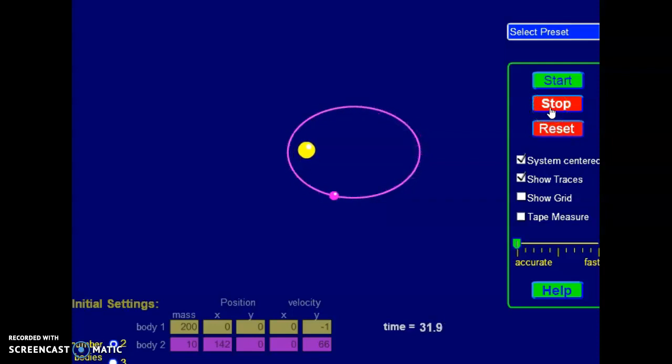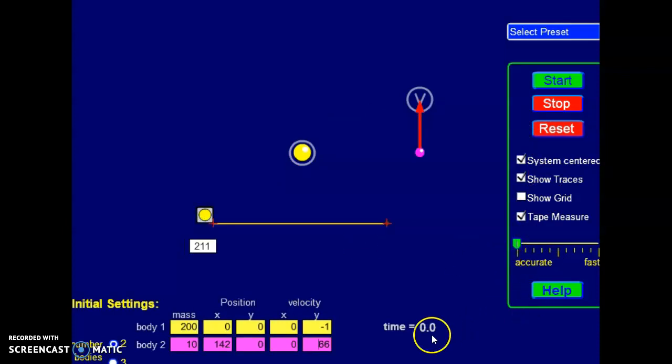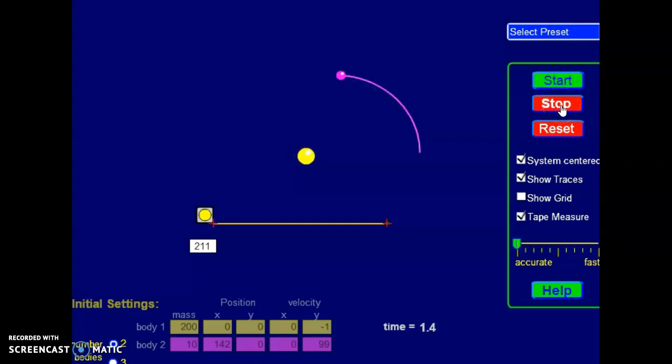I'm going to stop this one here. I will reset this, and I'm going to take the tape measure that you can see here. I'll use it here in a moment. And then I'm going to pay attention to the time. I'm also going to change the velocity here back. Okay, I'm going to hit the start button. And then I'm going to wait for one orbit until there. So I have one orbit. I'm going to jot down the time, 4.8.